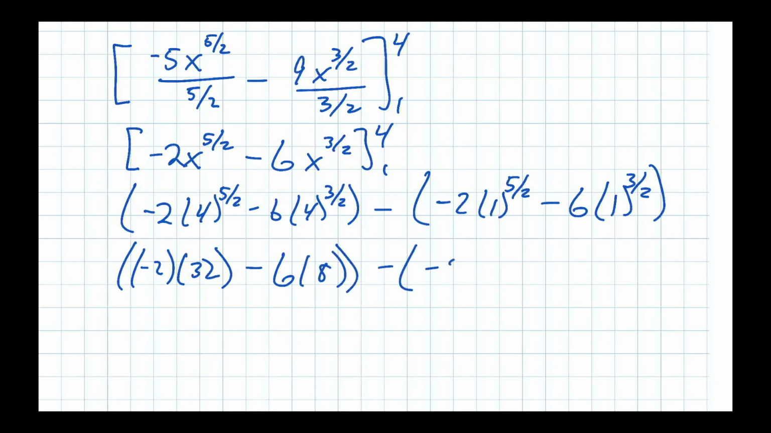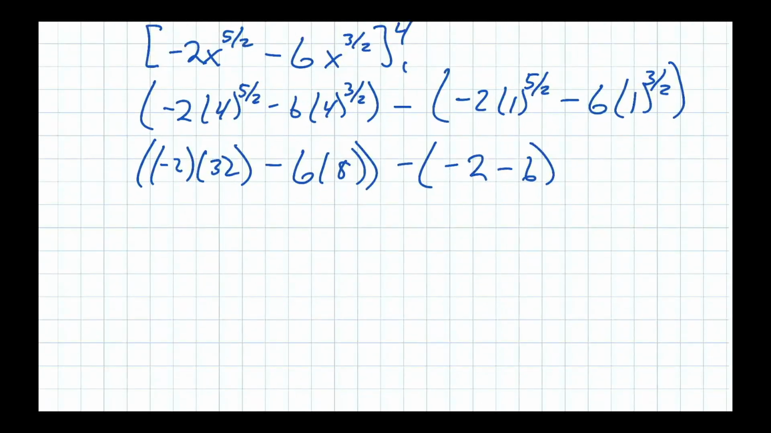Okay, and then here we got minus 2. The 1 to the exponent is 1, and then minus 6. 1 to the 3/2 is also 1. And then you work this out. So this is negative 64 minus 48 minus 8. So we worked this all out on a calculator. We got minus 64 minus 48 plus 8. Negative 104.